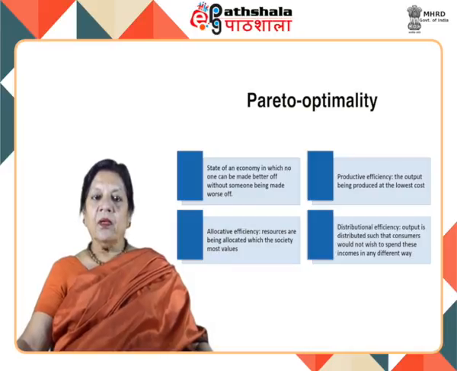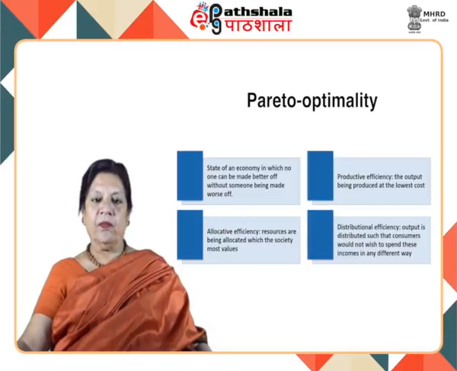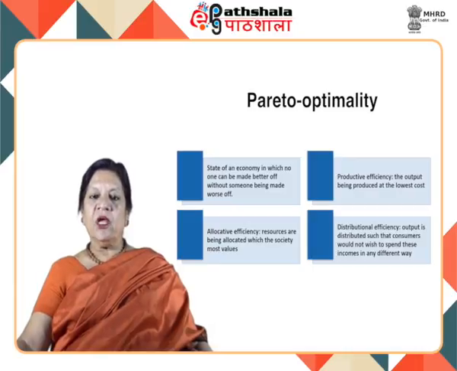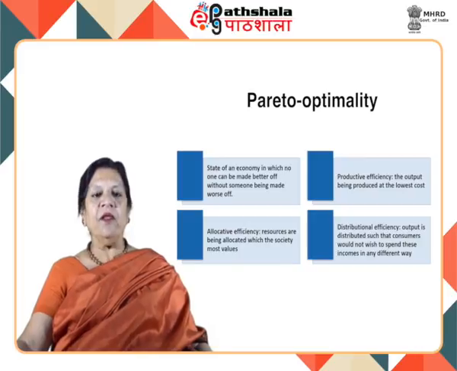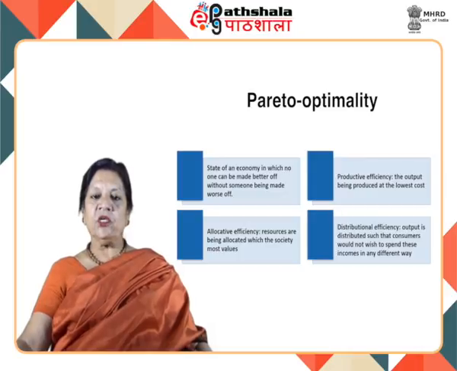3. Pareto optimality. It is the state of an economy in which no one can be made better off without someone being made worse off. For this to be the case, three types of efficiency must hold. A. Productive efficiency, in which the output of the economy is being produced at the lowest cost. B. Allocative efficiency, in which resources are being allocated to the production of the goods and services the society most values. And C. Distributional efficiency, in which output is distributed in such a way that consumers would not wish, given their disposable income and market prices, to spend these incomes in any different way.